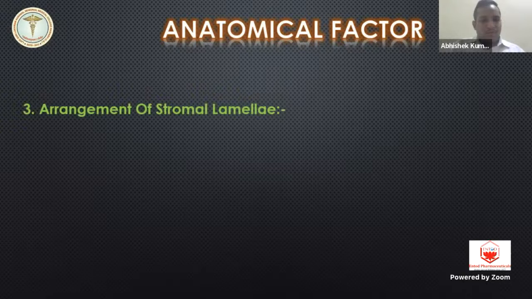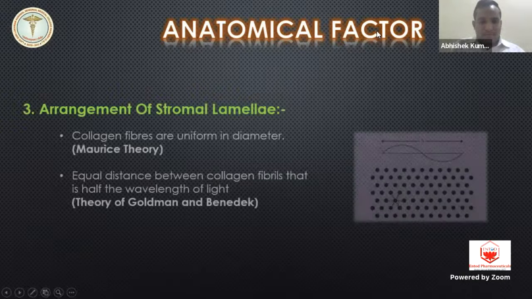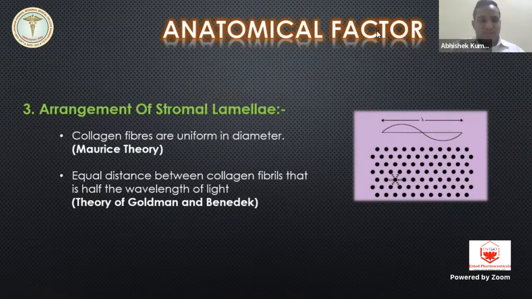Now moving to the arrangement of the stromal lamellae. We have two theories. One is the Maurice theory and the other is the theory of Goldman and Benedek. The Maurice theory states that collagen fibers are uniform in diameter. According to the theory of Goldman and Benedek, there is equal distance between the collagen fibers, that is half the wavelength of light, that causes destructive interference for cancellation of the light.